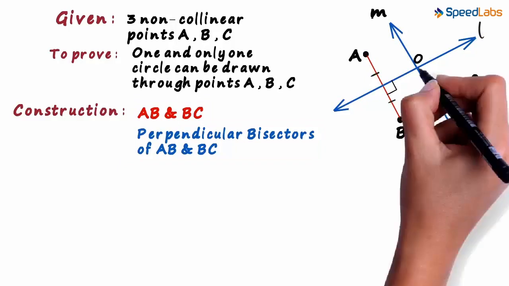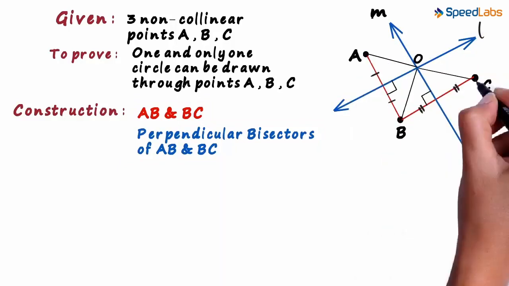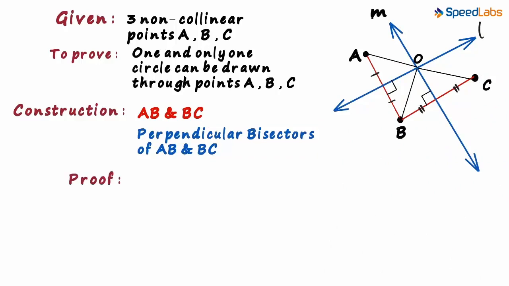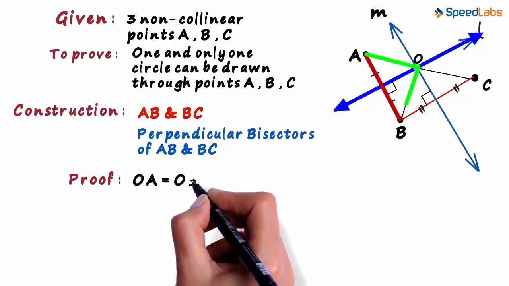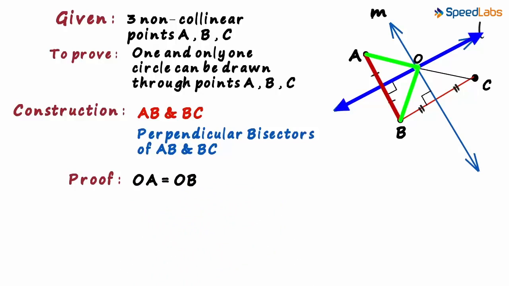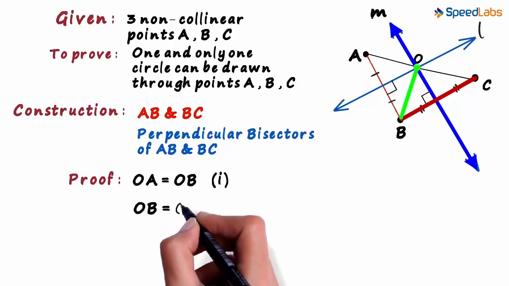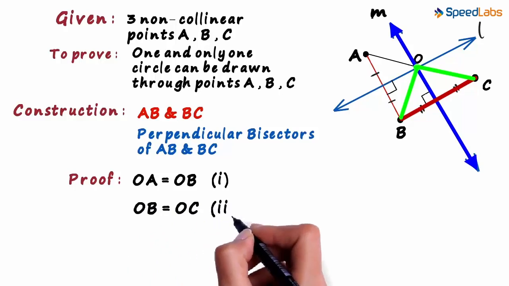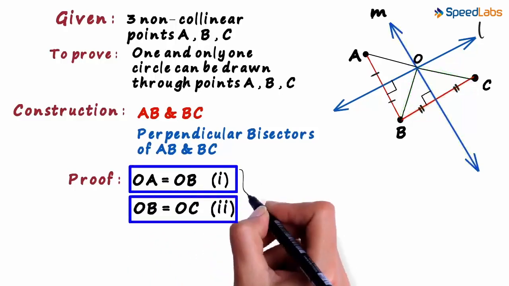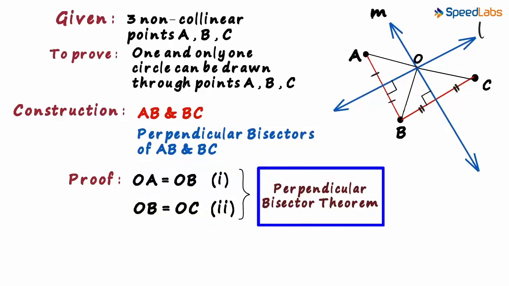Now we just need to prove that OA, OB and OC are equal. We can prove this in just 2 steps. We know that line L is the perpendicular bisector of AB, and since point O lies on line L, OA will be equal to OB by the perpendicular bisector theorem. Let this be our first equation. And similarly, since point O lies on line M, using the perpendicular bisector theorem, OB will be equal to OC. Let this be our second equation. We get these 2 equations using the perpendicular bisector theorem.